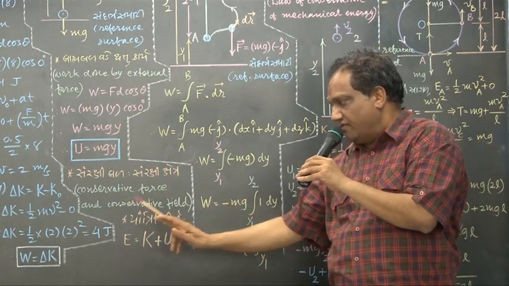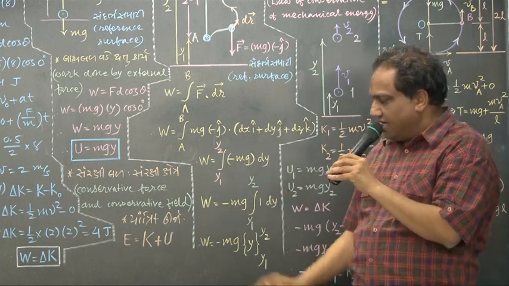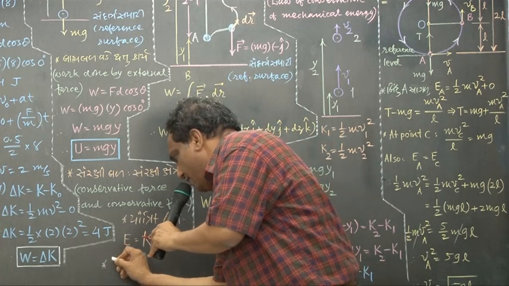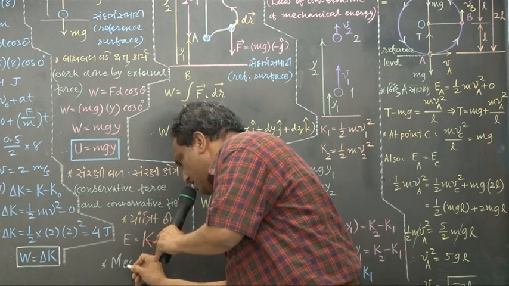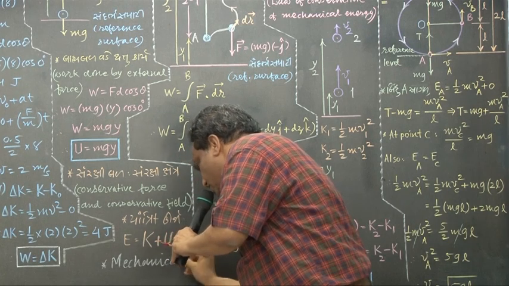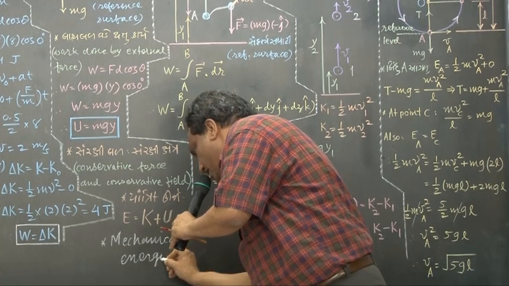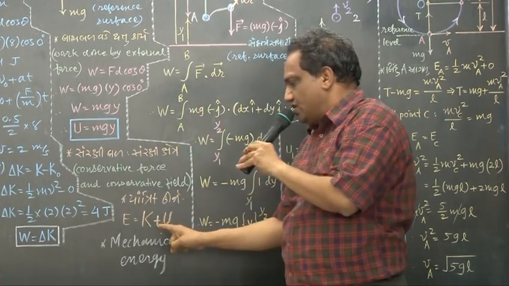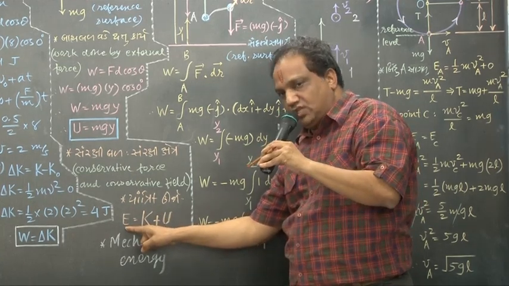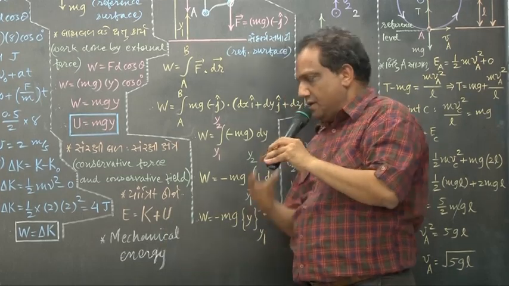What do you mean by a conservative force? What do you mean by a conservative force field? I am showing you. Before that, let us define one energy called mechanical energy. Very simple: the summation of kinetic and potential energy is called mechanical energy, shown by the symbol capital E.